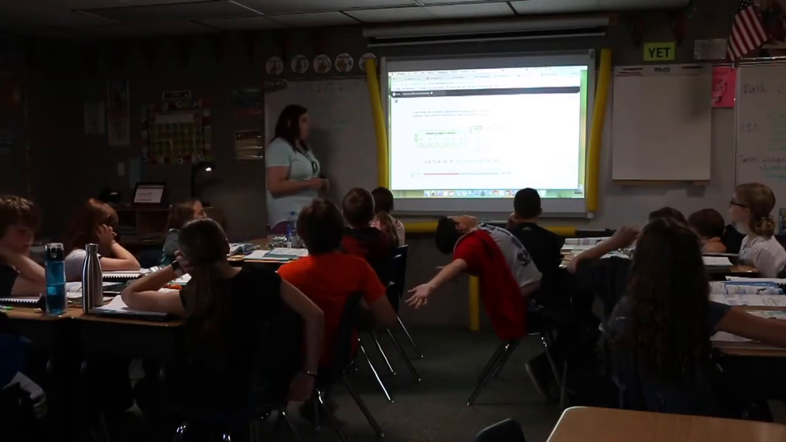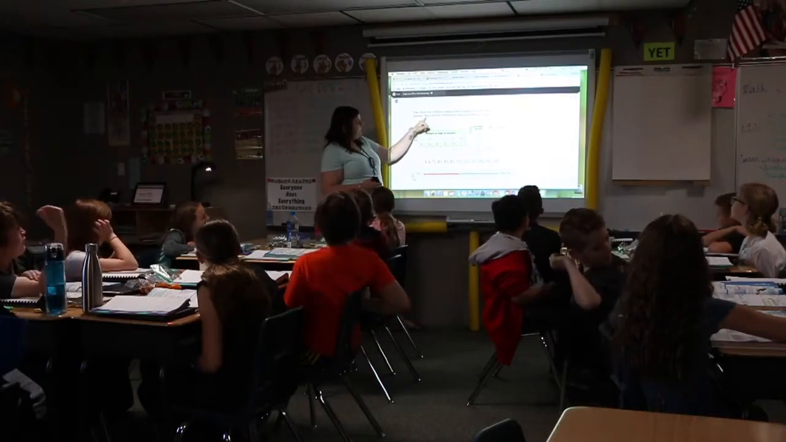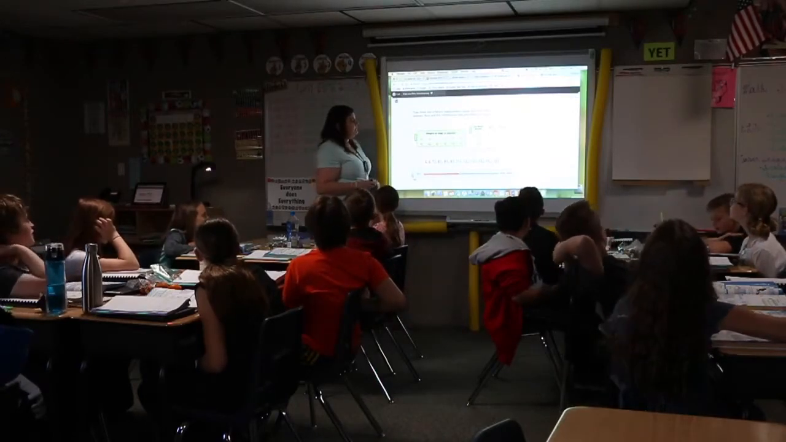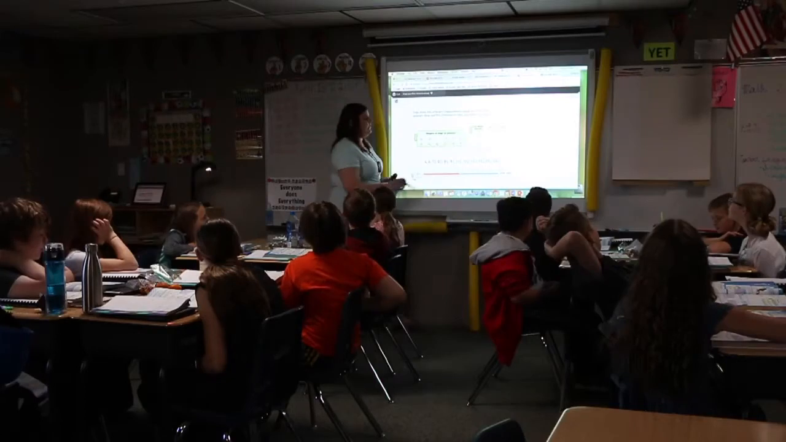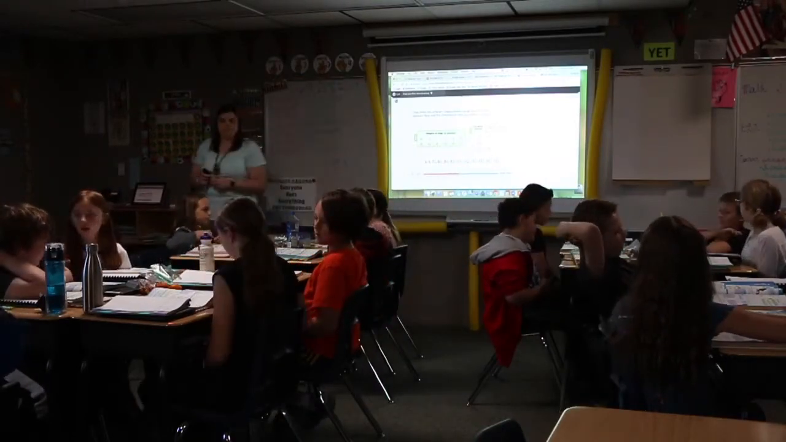So I want you to turn to your elbow partner and answer this question. What's the question we're answering, everyone? How will this information help you make a line plot? So how does the information in this table help you make a line plot? Talk to your elbow partner.